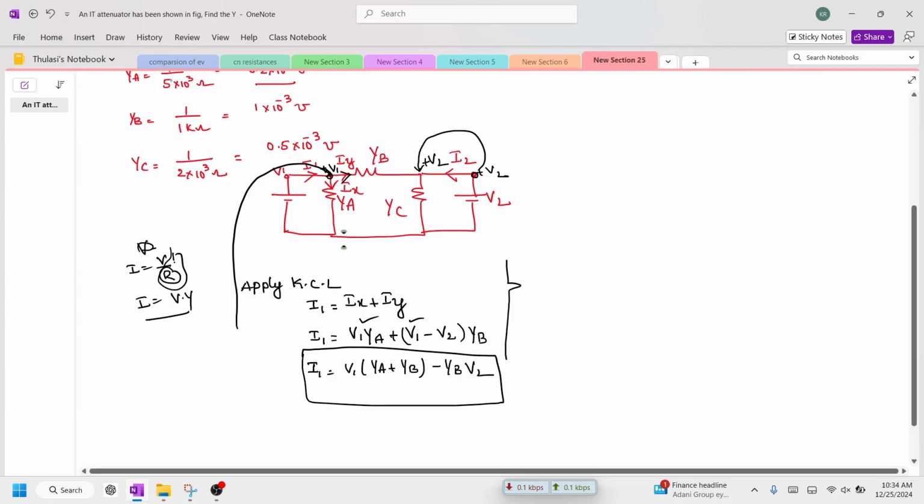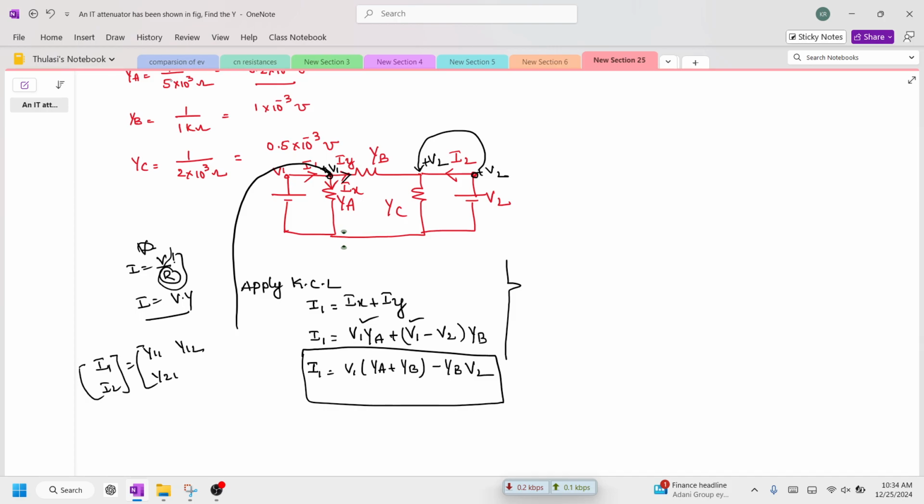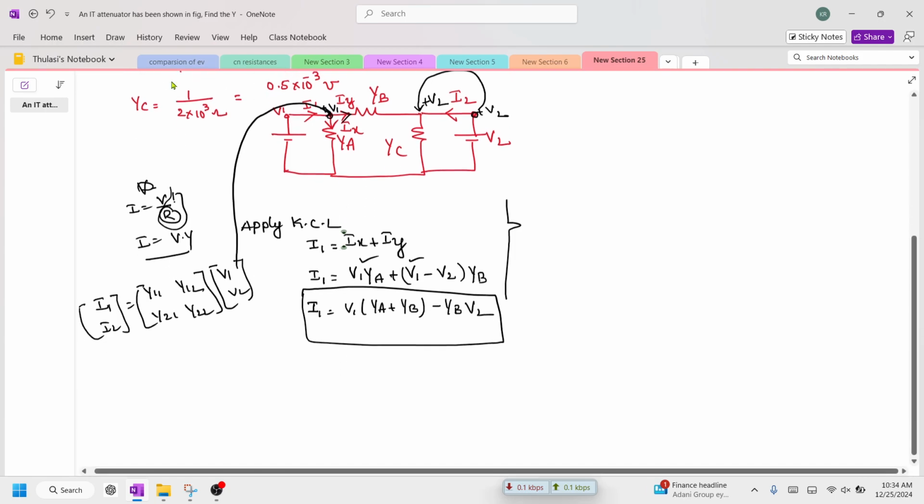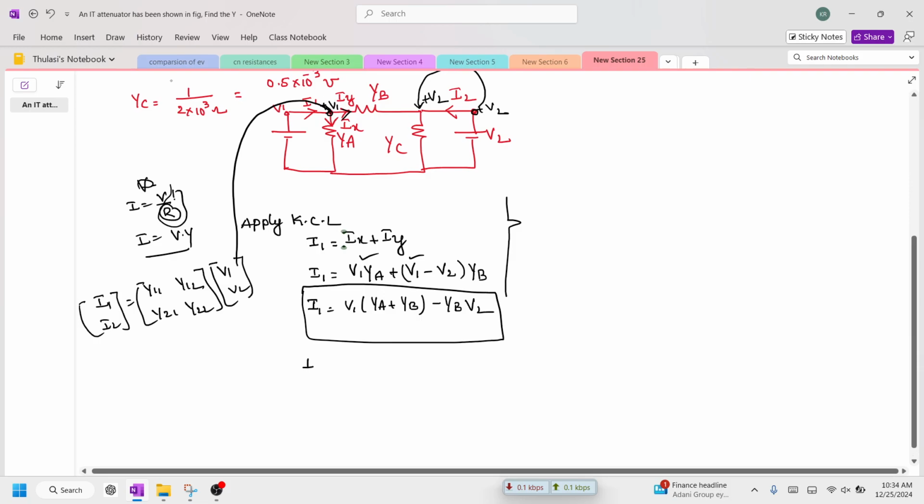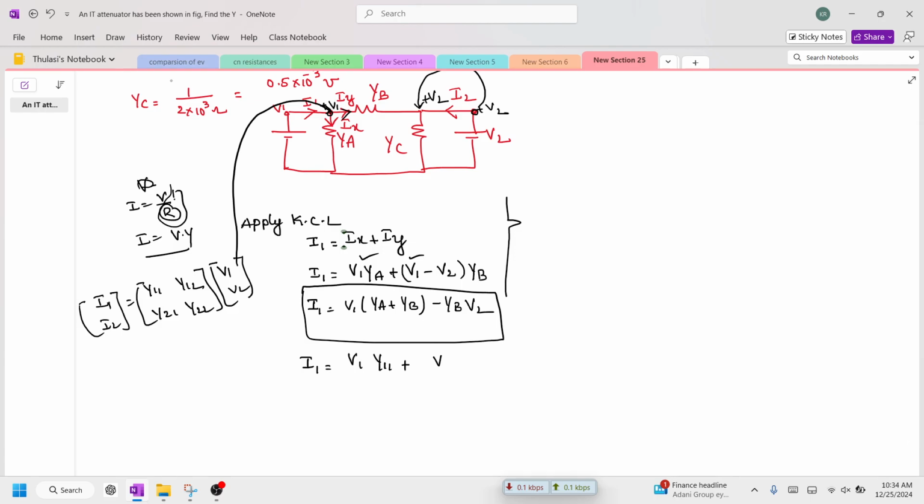So already we know the standard equations. I1, I2 is equal to the matrix y11, y12, y21, y22 multiplied with V1, V2. So from here, when you compare with the standard format, the expression of I1 is equal to V1 y11 plus V2 y12. This is the standard format. Let's try to compare it later.